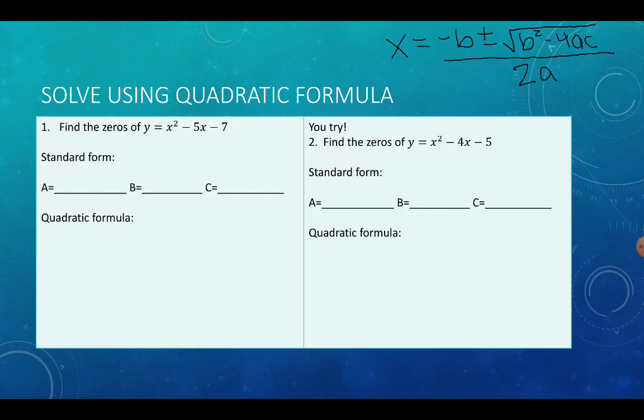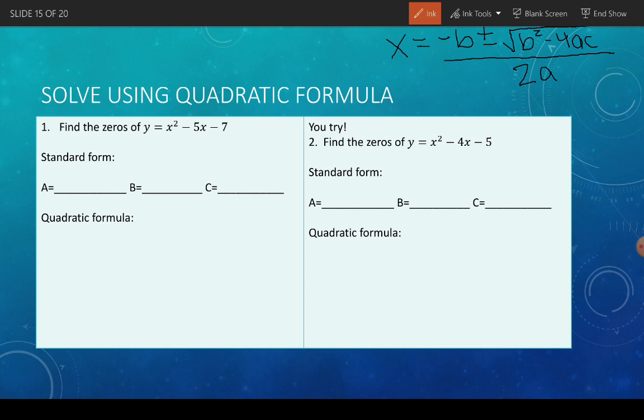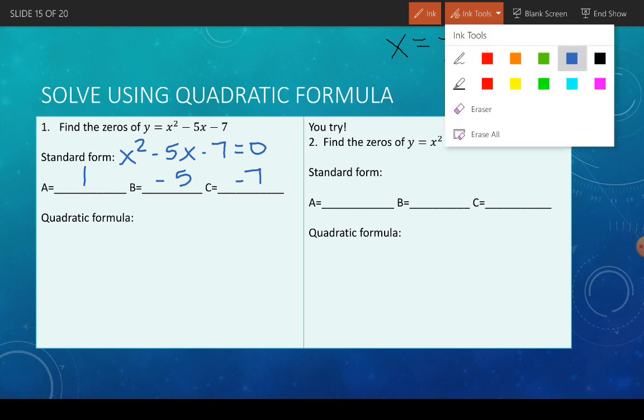Okay, let's solve using the quadratic formula. So find the zeros of y equals x squared minus 5x minus 7. First thing we need to do is write it in standard form. So we'll have x squared minus 5x minus 7 equals 0. Now we identify A. A is 1, B is negative 5, and C is negative 7. Okay. Now we can plug those values into our quadratic formula.